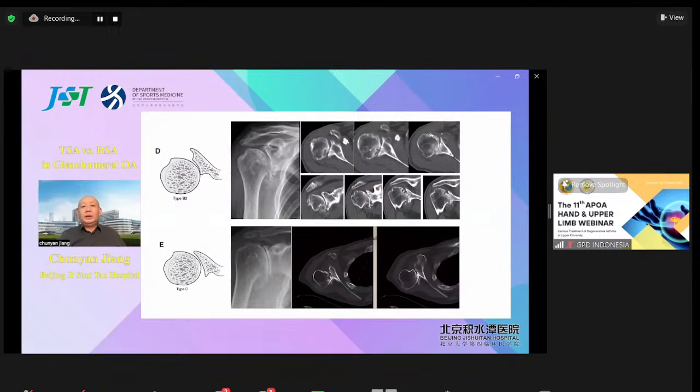These type B2 and type C are among the most challenging case scenarios when you use total shoulder arthroplasty to treat shoulder OA with an intact cuff. It is exactly these two types of very severe bone deformity that cause a lot of debate and controversial issues about whether to use a total shoulder arthroplasty or reverse shoulder arthroplasty.